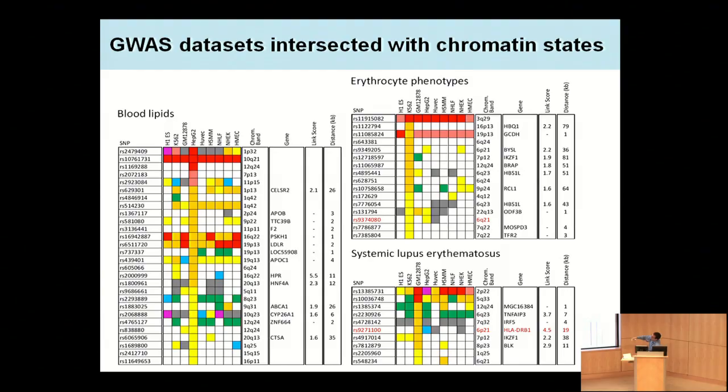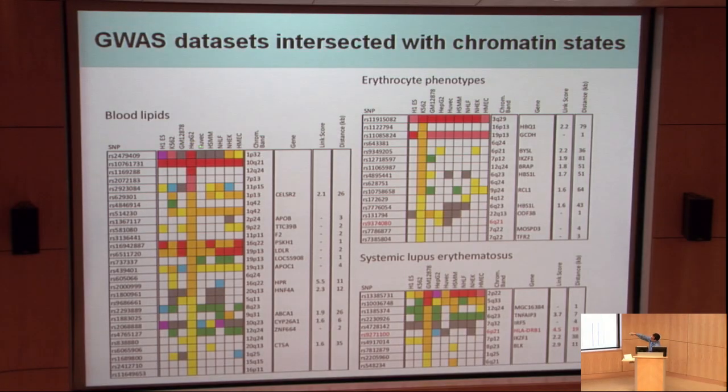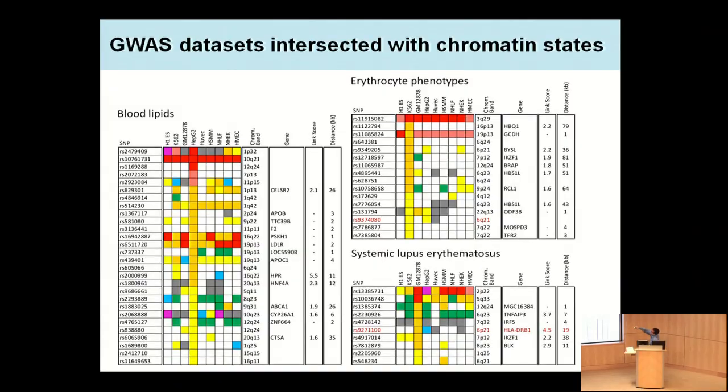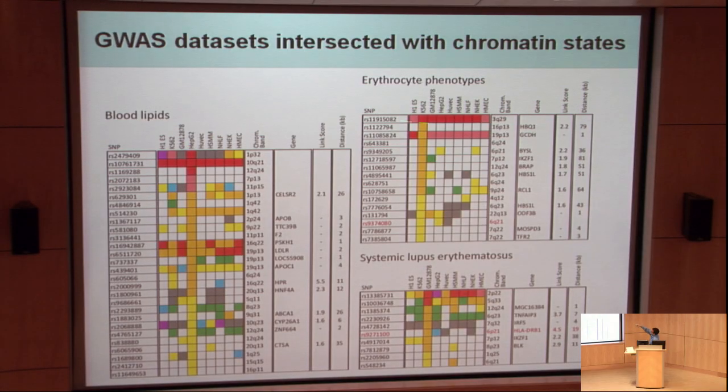These are the annotated states for each of the SNPs. And blood lipids, you can see under the liver, there's a lot of enhancer structure under the SNPs. And it's specific to HepG2. Erythrocytic phenotypes, again, in the erythrocytic cells, you see a lot of enhancer structure sitting under the SNPs that have been associated with erythrocyte phenotypes.